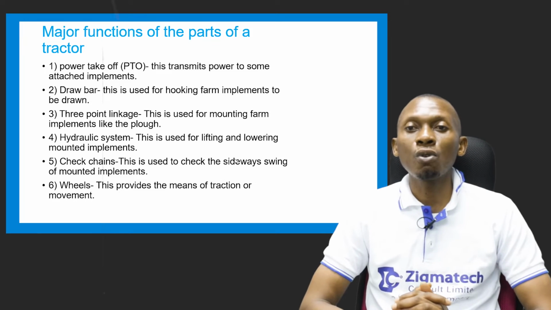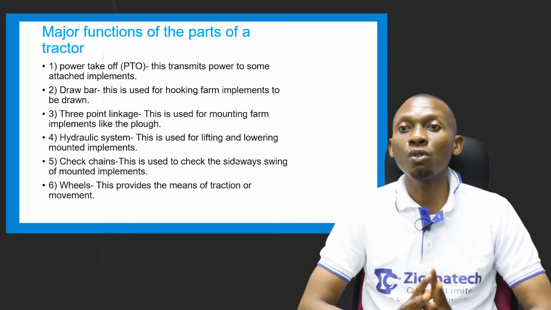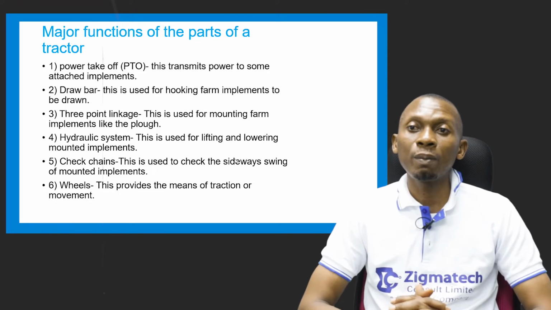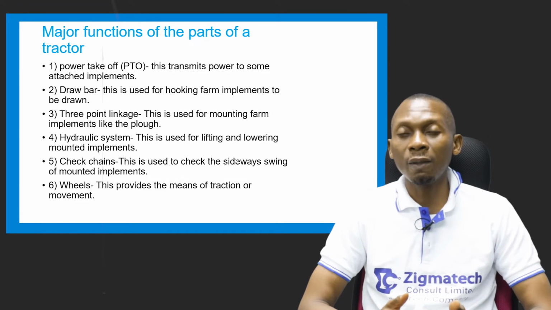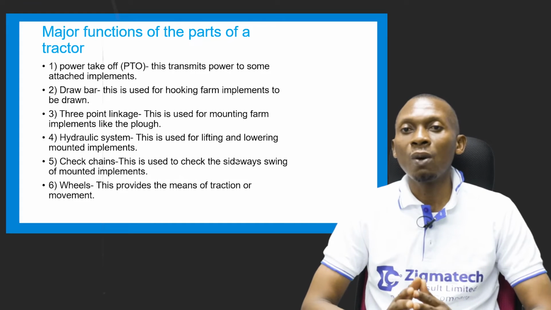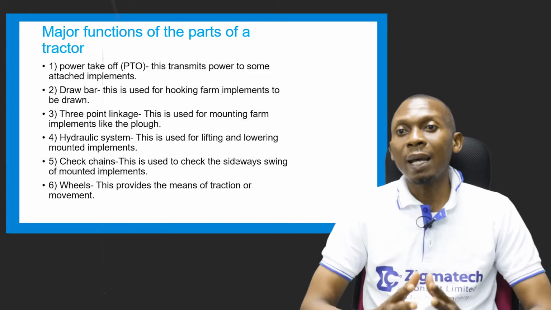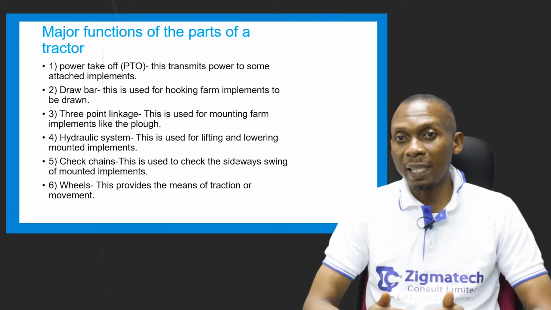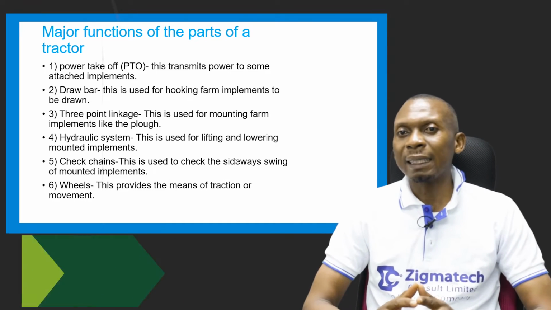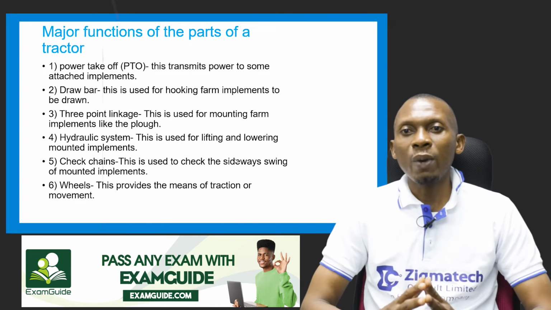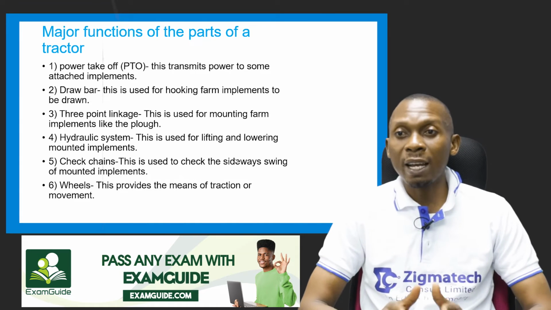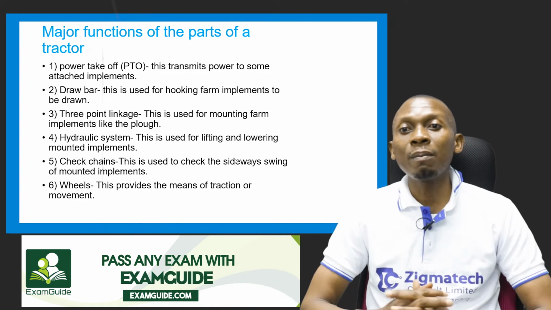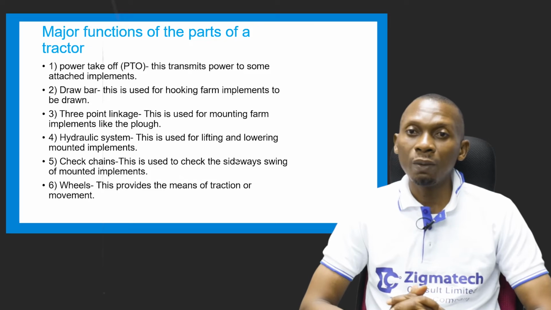Then we have what is called the drawbar, and the function of the drawbar is to hook farm implements that need to be drawn. Some implements need to be lifted and brought down, while some need to just be drawn, so they are attached to the drawbar. The drawbar is still connected to the 3-point linkage, but it's not fully attached. It's just a part of it. Now we have the 3-point linkage, which is like a triangle, as I showed you earlier on, or like the shape of an A. Now it's used for mounting farm implements too, like the plow.